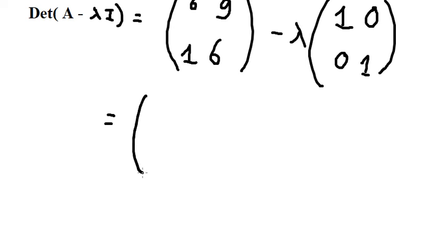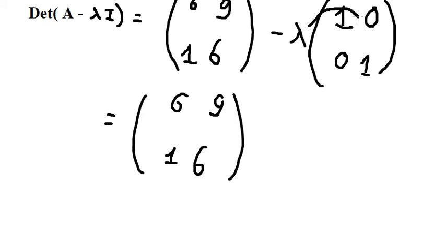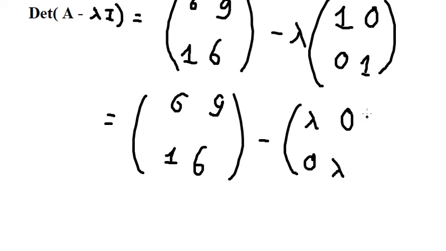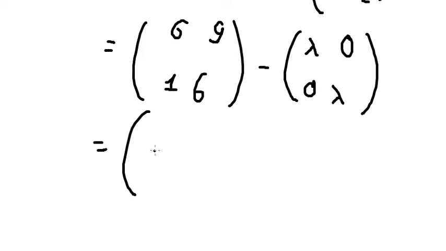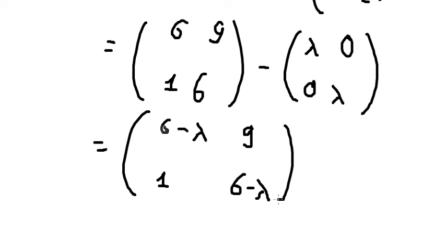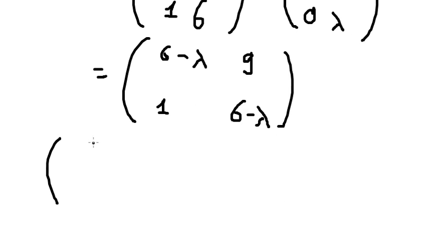So lambda multiplied by number 1, number 0, and number 1 in here. So we have number 6 minus lambda. Number 9 we keep the same, number 1 and number 6 minus lambda. So if we want to find the determinant of this one, we have the formula in here.